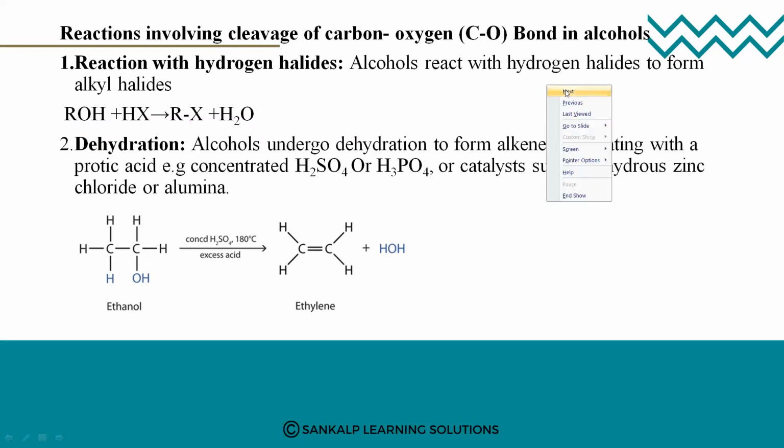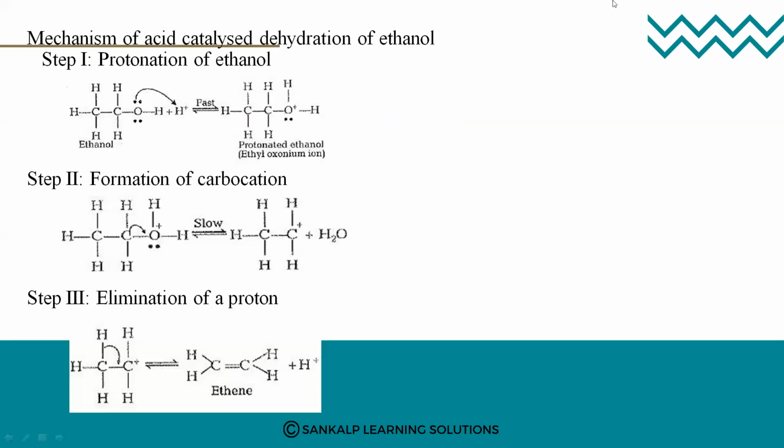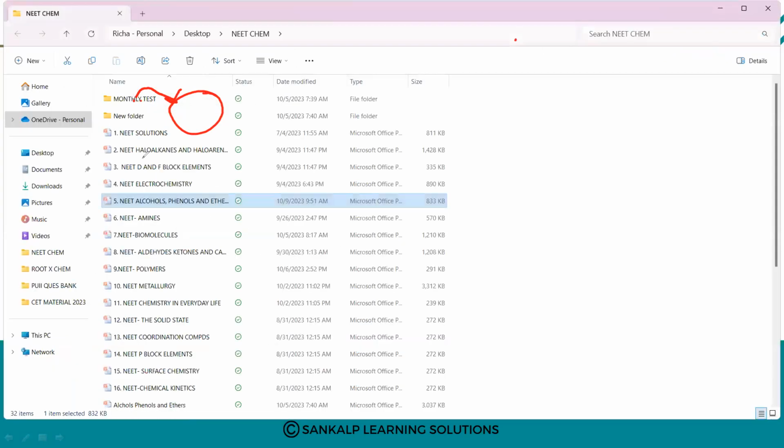We'll see the mechanism. Very important from the board point of view: the mechanism of acid-catalyzed dehydration of ethanol. You can see ethanol is taken. The lone pair of electrons from the oxygen attacks the proton, as we are reacting it in the presence of some acid. So this alcohol gets protonated.